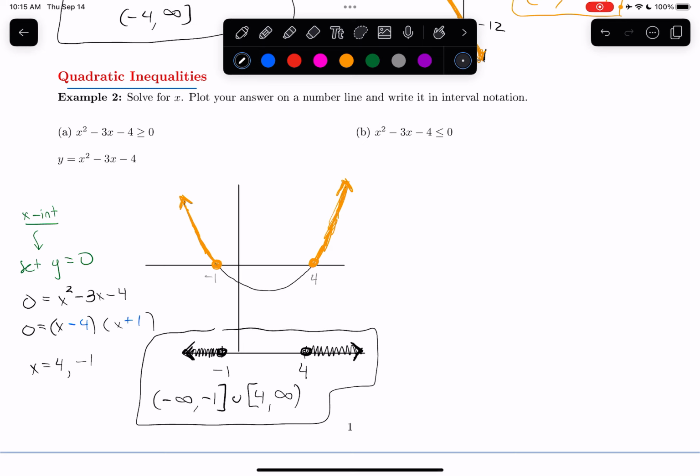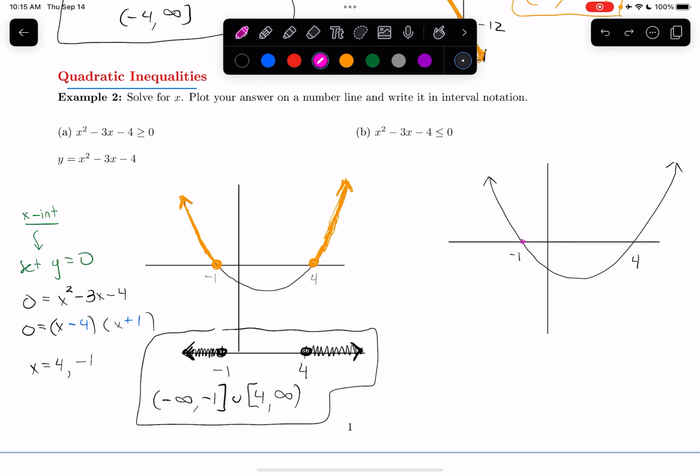All right, so in part B, we are just flipping the inequality to less than or equal to. Luckily, we can reuse the same graph. I've got my y-axis, my x-axis, and I know my graph looks like this. I'll label those x-intercepts one more time, at -1 and at 4. But now I want the y values to be less than or equal to 0. They could be equal to 0, so I can be at these x-intercepts. I don't need open circles there. Everything in between is where the y values are negative, so those are also included here.